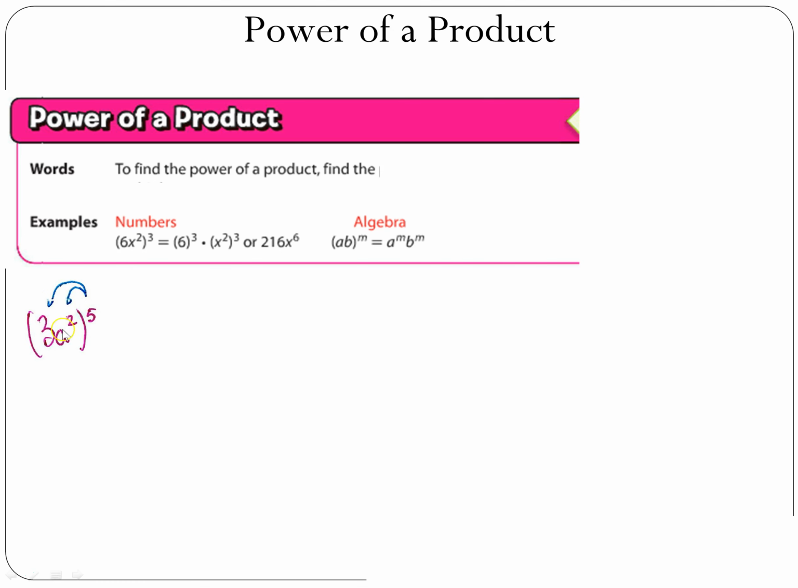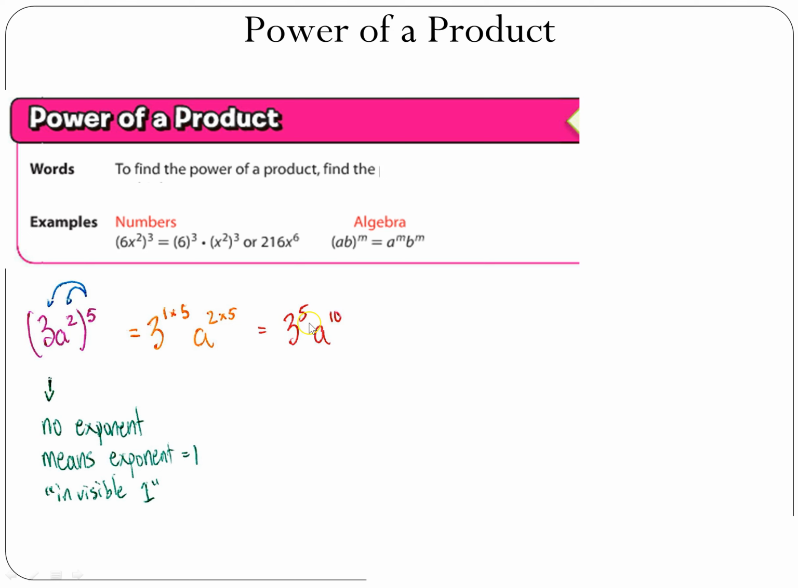So 5 times 1 and 5 times 2. No exponent means that the exponent must equal 1. So that's the invisible 1, quote unquote. You can't see me making air quotes, but I am. And so 1 times 5 and 2 times 5, which gives me 3 to the 5th, a to the 10th. Kaboom. I have a calculator. I found out that was 243 times a to the 10th.